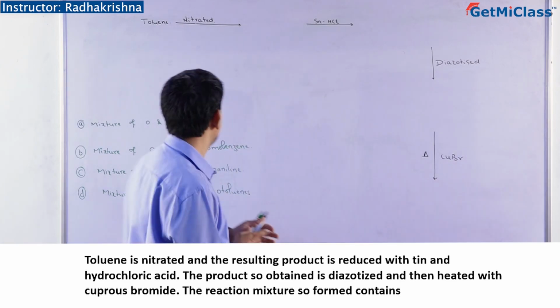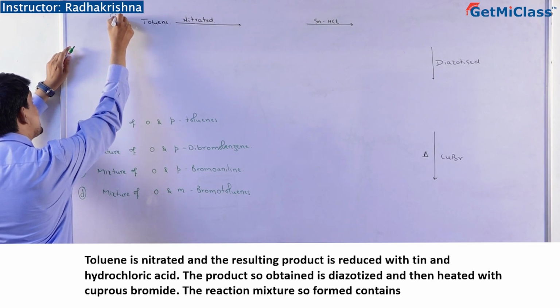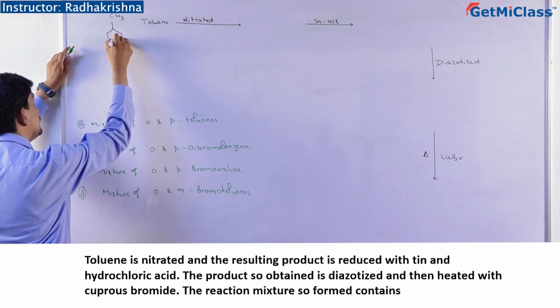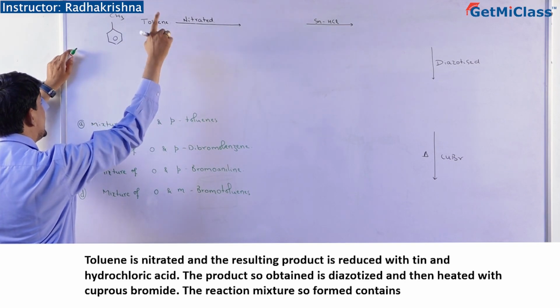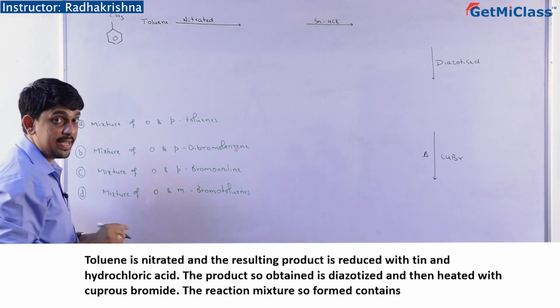Students, look at the question. Toluene, let me show you. Methyl benzene is called toluene. It is undergoing nitration. I know that substitution of the nitro group must take place.